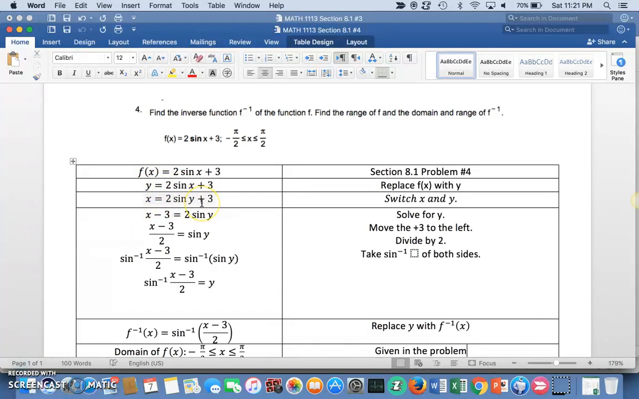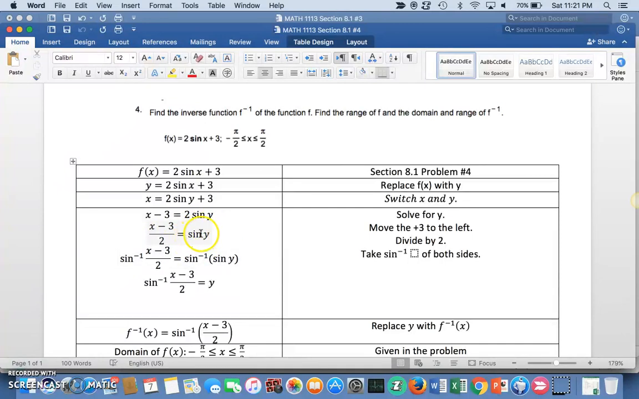Interchange the x and the y. Now your objective is to solve it for y. So I'm going to move this 3. It goes to the left side and becomes negative. I don't want this 2 right here, so I divide both sides by 2. So now I have sine y by itself.